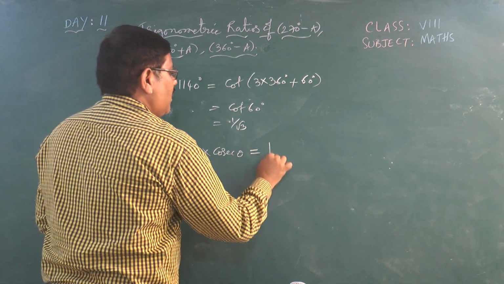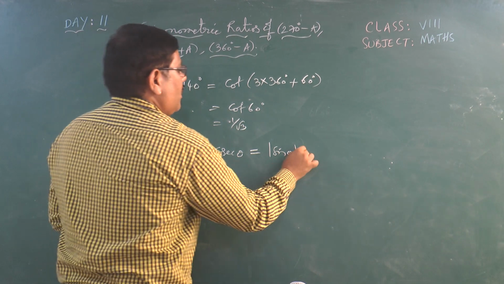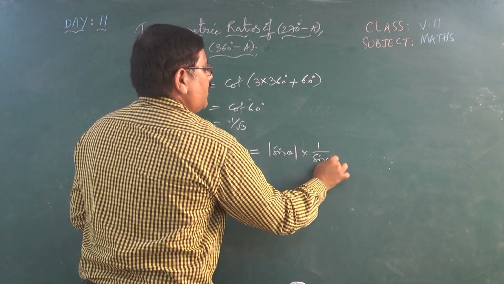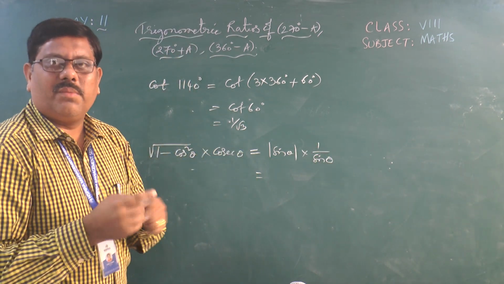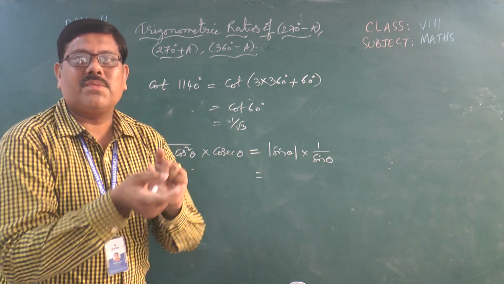So that is nothing but mod sin theta. This is very, very important. Mod sin theta we have to write into cosecant theta, which is of course 1 by sin theta. What is the meaning of mod sin theta? Whatever theta you take, whatever input you take, the resultant must be positive.